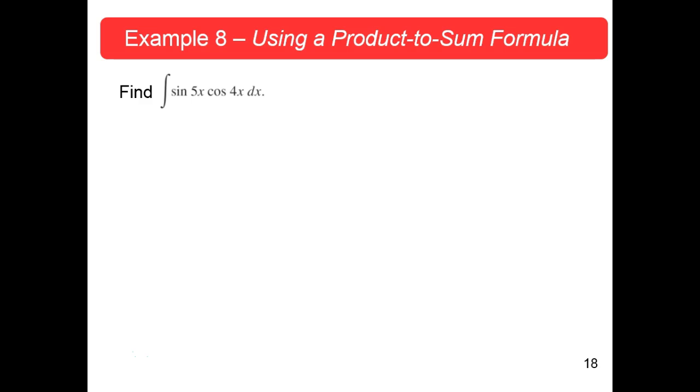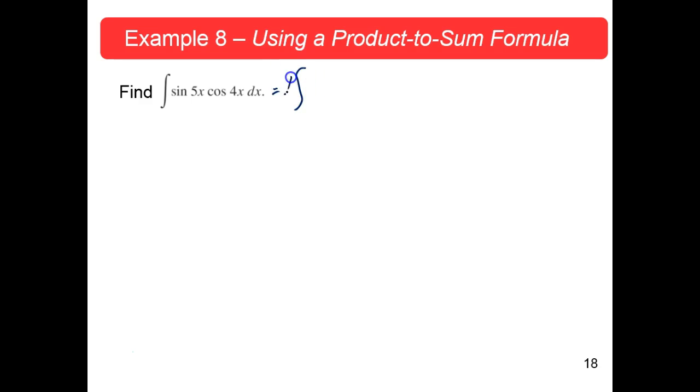Okay. So here's one. Example 8. Using a product to sum formula. Sine of 5x cosine 4x. Well, you can flip the page over. No, it's on the same page, isn't it? Just look above to the sine cosine. That's the middle one. And what would that be?